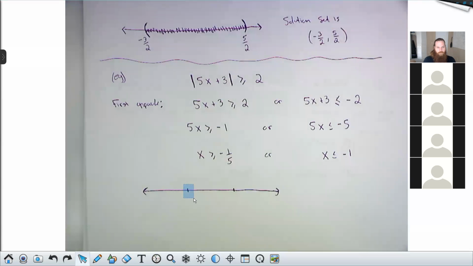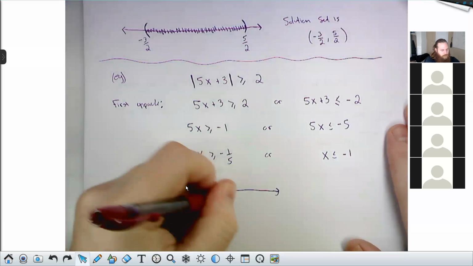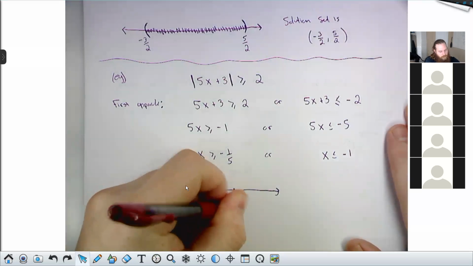It'd be negative 1. Yeah, good. This highlighted bit here would be negative 1. So negative 1/5 is bigger than negative 1. Negative 1 is to the left of negative 1/5. This would be negative 1. This would be negative 1/5.